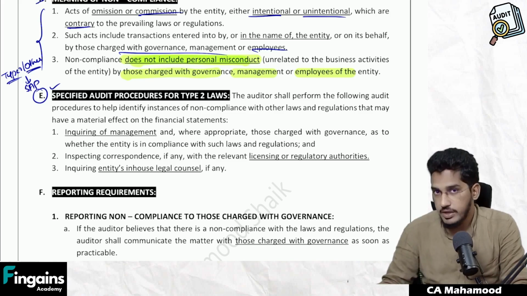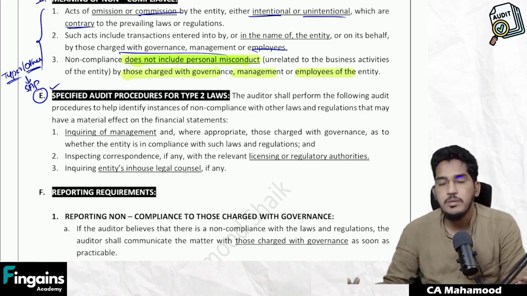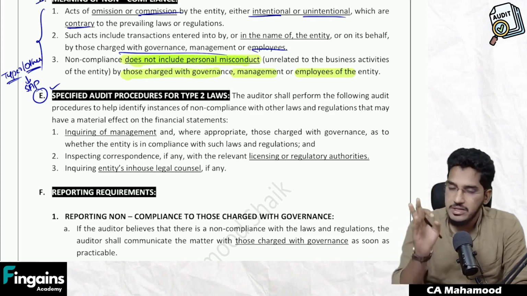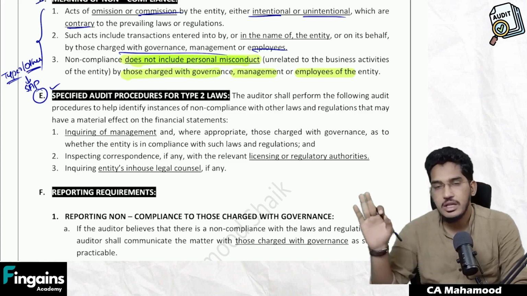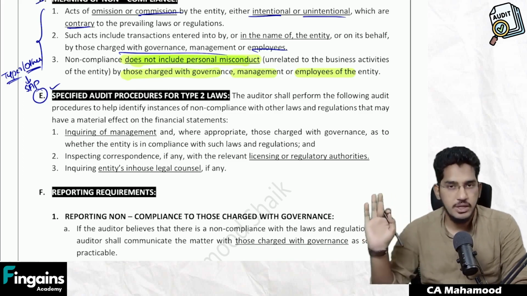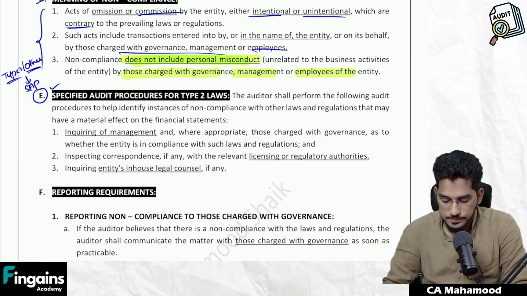Sir, what are those specified audit procedures, sir? We need not break our heads regarding what those specified audit procedures for type 2 laws and regulations will be. They have already been mentioned in the same standard. So let us see what the auditor needs to do when it comes to type 2 laws and regulations. He needs to perform only specified or limited audit procedures. Where were they mentioned? In the same standard. Let us have a look.